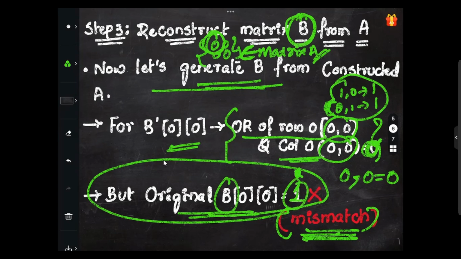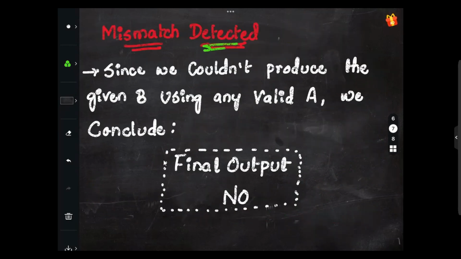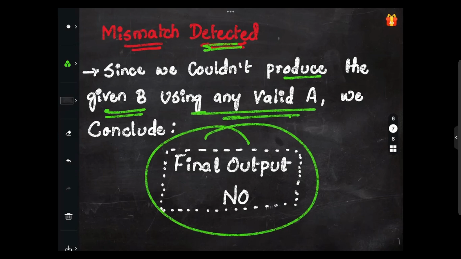But from the generated matrix A, we are trying to generate the matrix B, right? Here from this matrix we have got the value 0 and there is a mismatch here. So as there is a mismatch, since we couldn't produce the given B using any valid A, we will conclude the final output is no. If we cannot produce the given B using a valid A, in that case we have to give the output no. That's what they have given in the question as well.